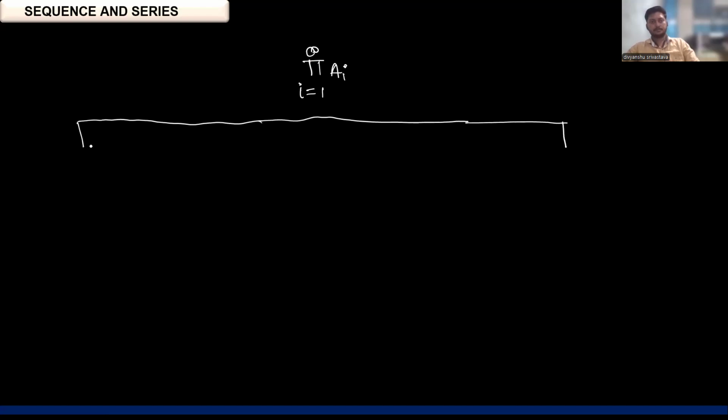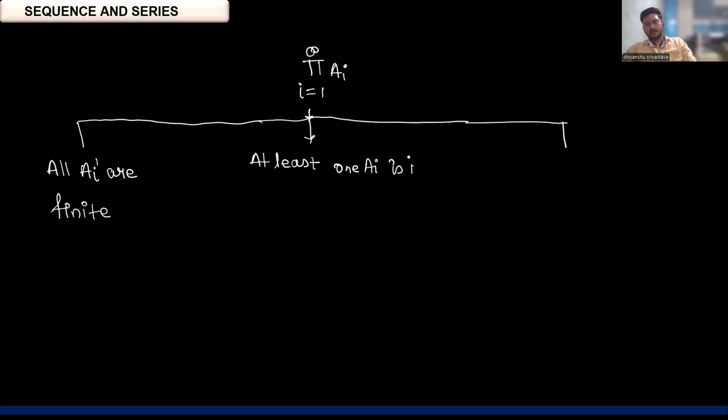First observation, all Ai are finite. Second, at least one Ai is infinite. And lastly, each Ai is infinite.